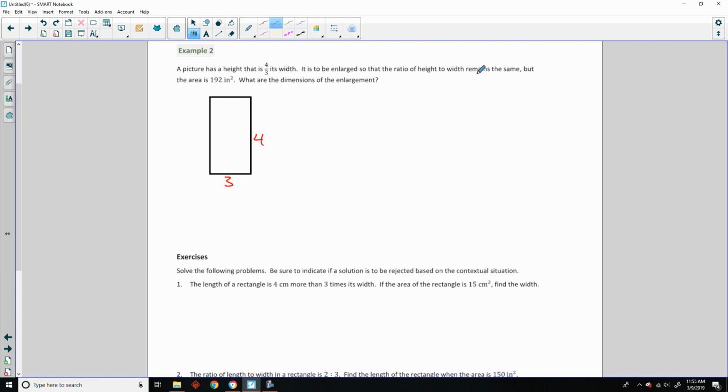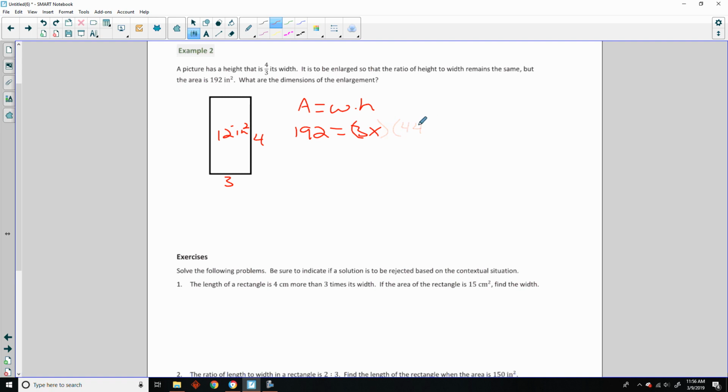It's to be enlarged so that the ratio of the height to the width remains the same, but the area is 192 inches squared. Well, the area of this right now is 12 inches squared. We want to enlarge it so it's 192, so we want to scale it up by a factor that we don't know, and we're going to call that x. So area equals, and we're talking about width and height, so it's width times height. So the area is 192, and the width is 3x, we'll call it, because we're scaling it. 3 times some number. The width is 3x, and the height will be 4x.